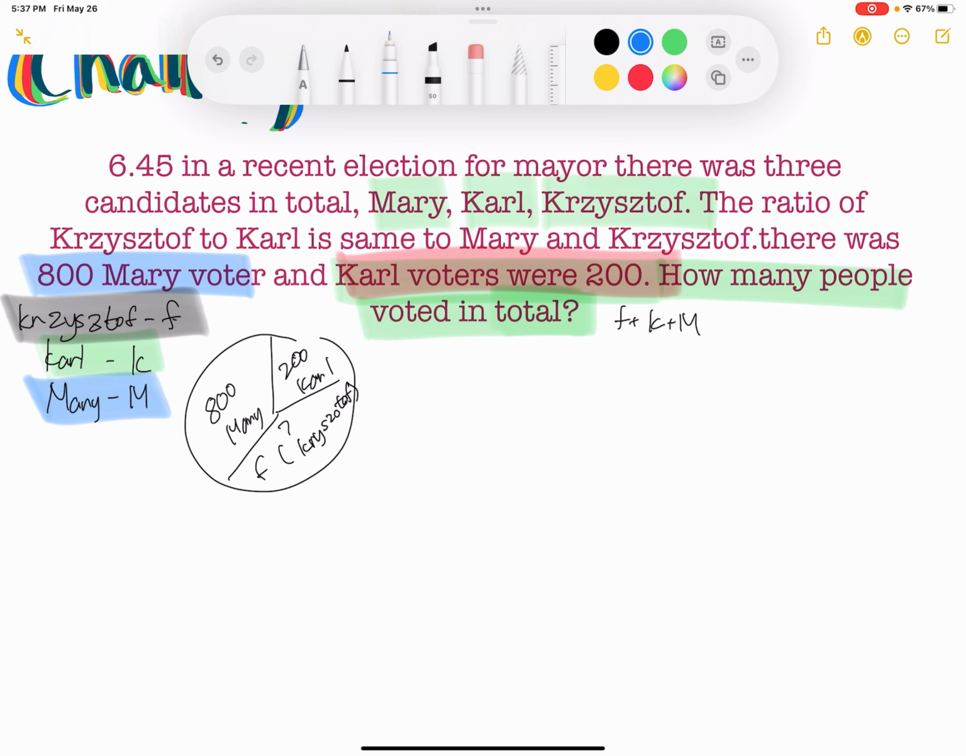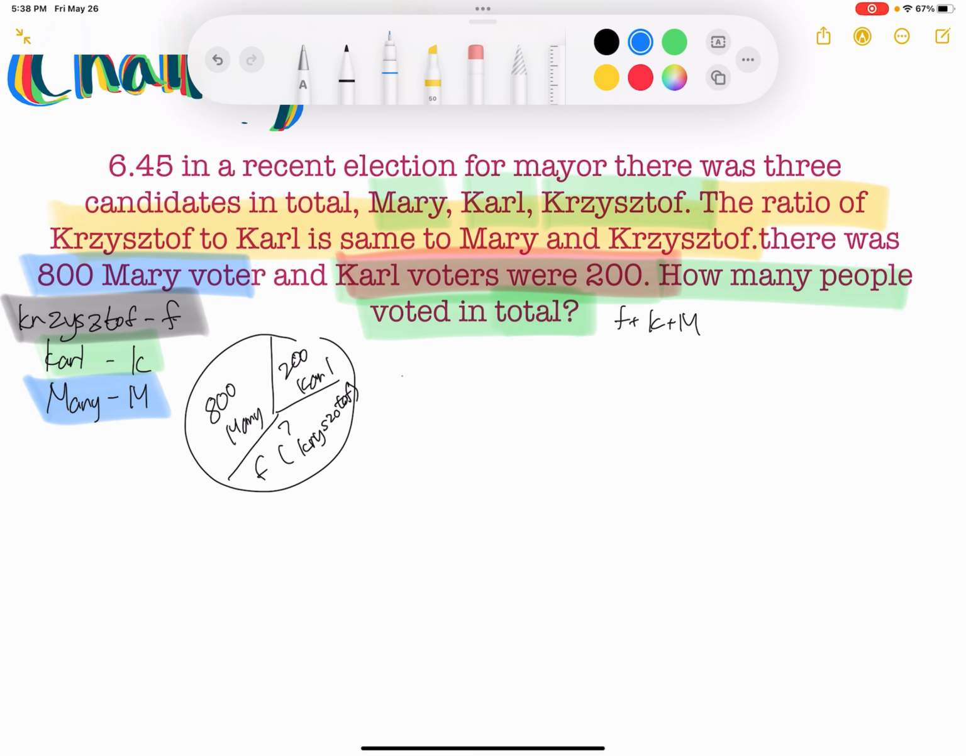So we know something particular here. The ratio of Kristoff to Carl is the same as Mary to Kristoff. That is what I know as the main equation, the main thing you need to know. You could probably solve without knowing that it's a recent election for mayor, but you cannot solve without knowing that the ratio of Kristoff to Carl is the same as Mary to Kristoff. Why, you may ask? Let me put it down into mathematical terms.